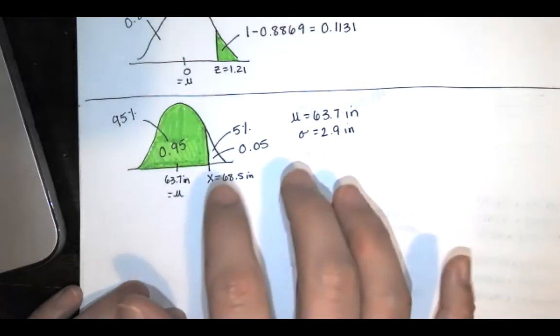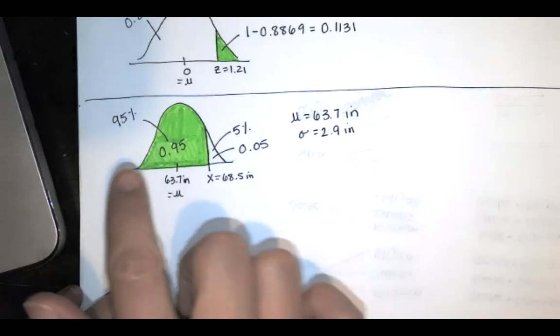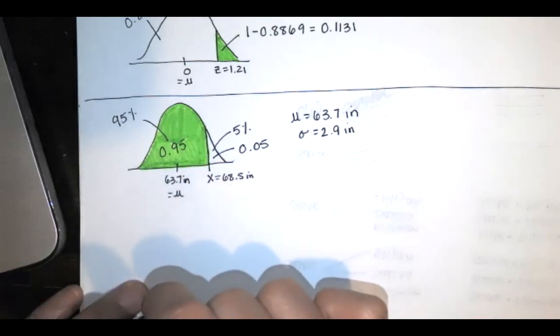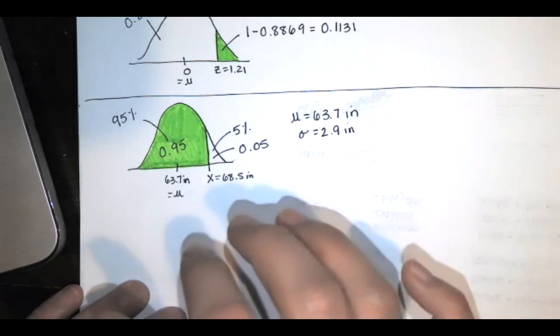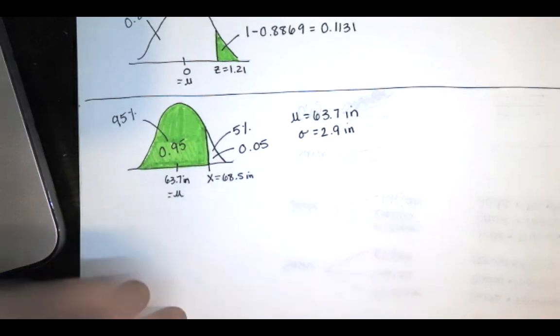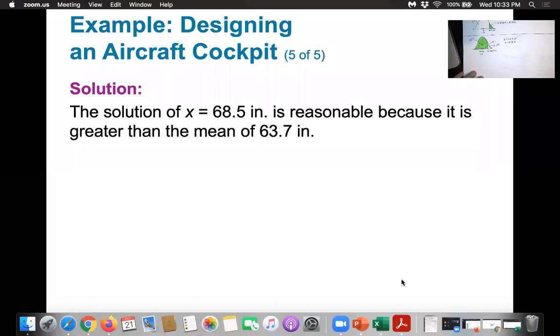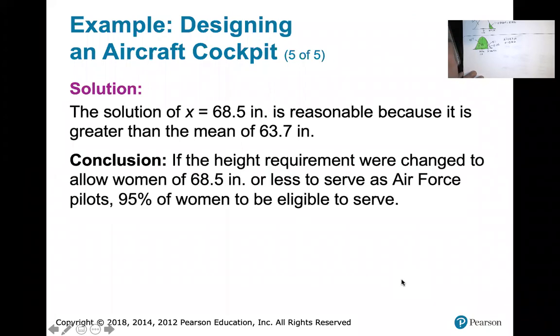Now notice that that 68.5 inches is above the 63.7 inches. That's a very good thing. If it wasn't, then we would know that it didn't actually separate that bottom 95% from that top 5%. So I think in the context of this problem, the 68.5 inches actually makes a lot of sense. So it's always a good idea to check that out. So here's our conclusion. If the height requirement were changed to allow women of 68.5 inches or less in height to serve as Air Force pilots, then 95% of women would be eligible to serve.